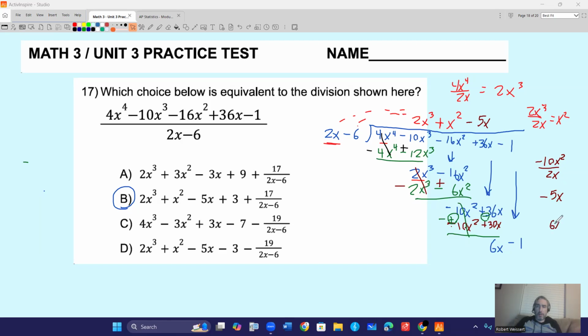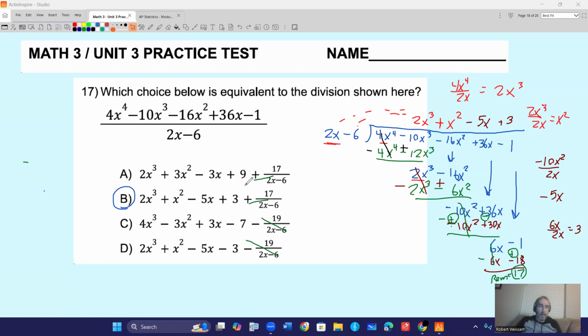So 6x divided by 2x is going to give you 3. It's going to end with 3. 3 times 2x minus 6 is going to be 6x minus 18. And so we'll lastly subtract. Minus a negative is a positive. Negative 1 plus 18 is 17. Positive 17. That's going to be a remainder. And you can see over here, these two have a remainder of 17. This one does not. Neither does C or D.